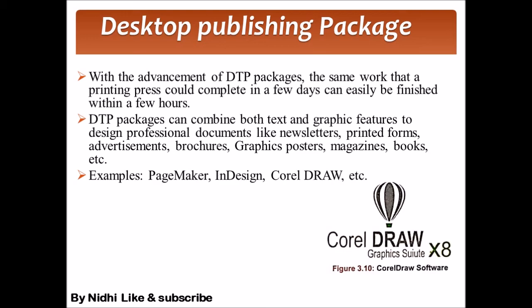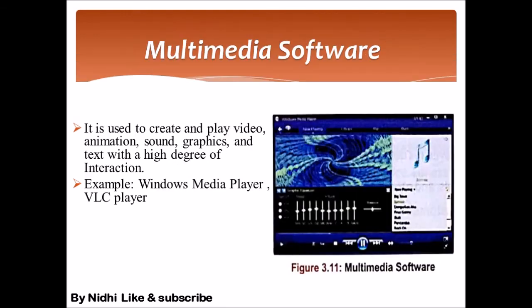Okay. Next type of application software is multimedia software. So multimedia software is used to create and play videos, animations, sound, graphics, and text with a high degree of interaction. We have used Windows Movie Maker in our previous class, 8th class. Okay, so that is also a type of multimedia software. With that we can create movies, and the VLC player or Windows Media Player come under the category of multimedia software. So this is all about the general purpose application software.